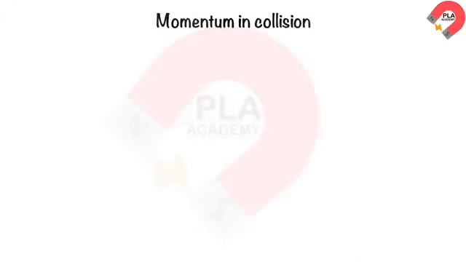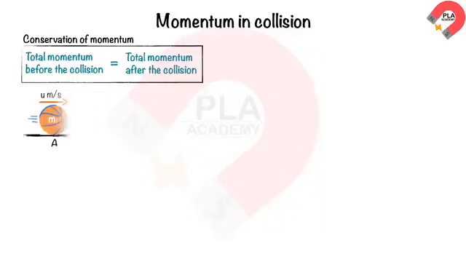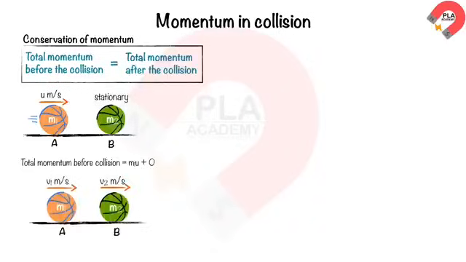Momentum in collision. The total momentum of objects that collide remains the same. This is called the conservation of momentum. The total momentum of the system before collision is equal to the total momentum of the system after collision. Let's consider a moving ball A with mass m1 rolling towards stationary ball B with mass m2. So, total momentum before collision is m1u. The balls after the collision have the velocities as shown. So, total momentum after collision is m1v1 + m2v2.